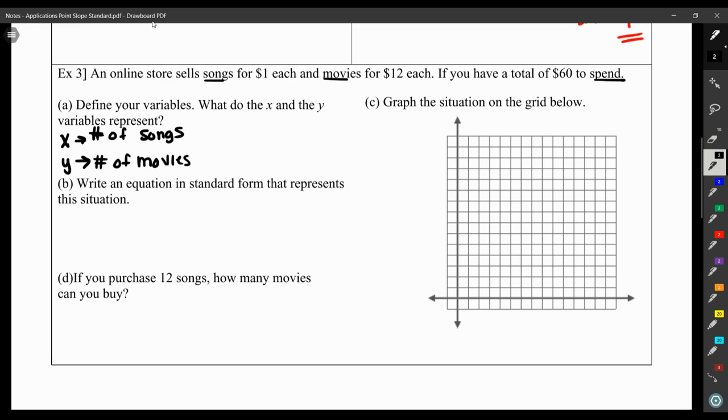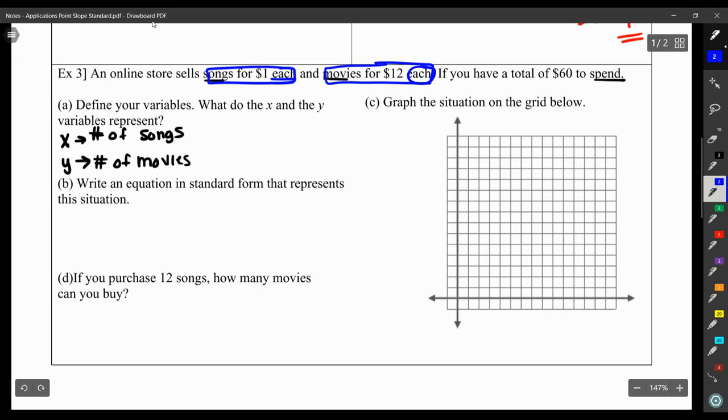So letter B says, write an equation in standard form that represents the situation. This is the only place that you can write directly into standard form. The reason is because I have two slopes. I have songs for $1 each, there's a slope, and I have movies for $12 each, there's another slope. Because there are two slopes, I know that this has to be standard form. So standard form is AX plus BY equals C.